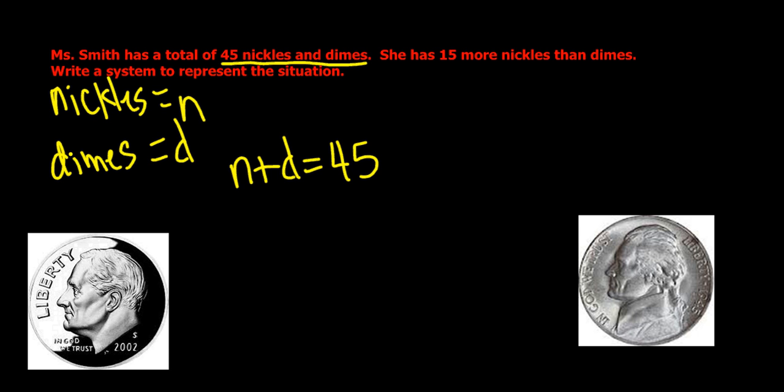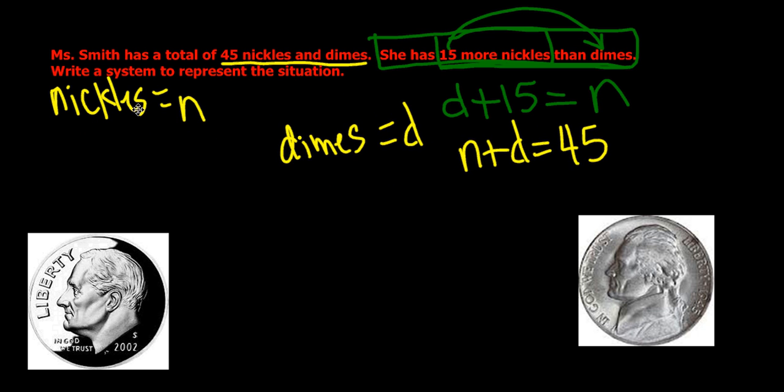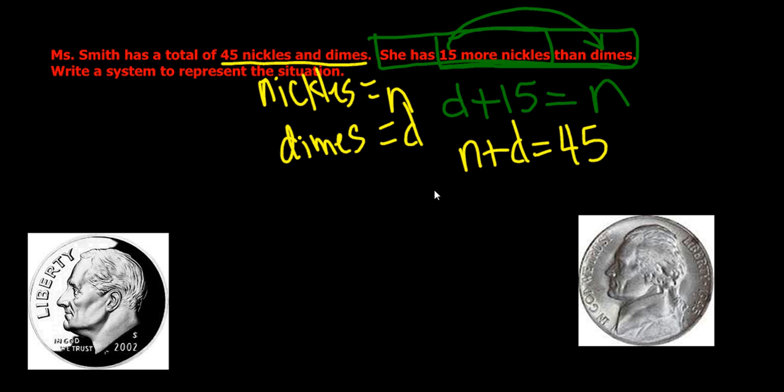Sweet. All right, now I'm going to read the next sentence. She has 15 more nickels than dimes. Write a system to represent the situation. So I'm going to think about this sentence. Can I write an equation to represent that? Well, I know that she has more nickels than dimes. So if I take the 15 and I add it to my dimes, dimes plus 15 is going to give me my nickels. Look at there. There's my two equations. Just like that, I've created a system of equations to represent the situation. A system to represent the situation. Pretty awesome. Two linear equations, and from there I could solve it.